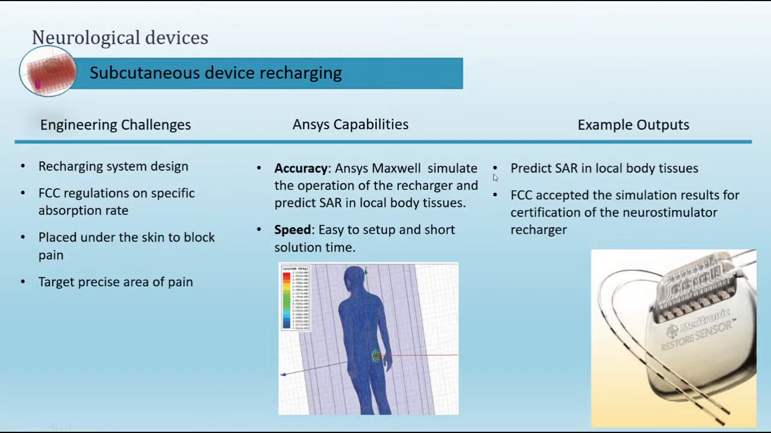We predicted the specific absorption ratio in the local body tissue, and the result was that it was orders of magnitude lower than what the FCC was concerned about. So the FCC accepted the simulation result for certification of the neurostimulator recharger based on simulation itself, without testing. So with this type of quick analysis, you need to make sure you have data to support that it is safe, and simulation in this case is by far the easiest and fastest way to get that data.